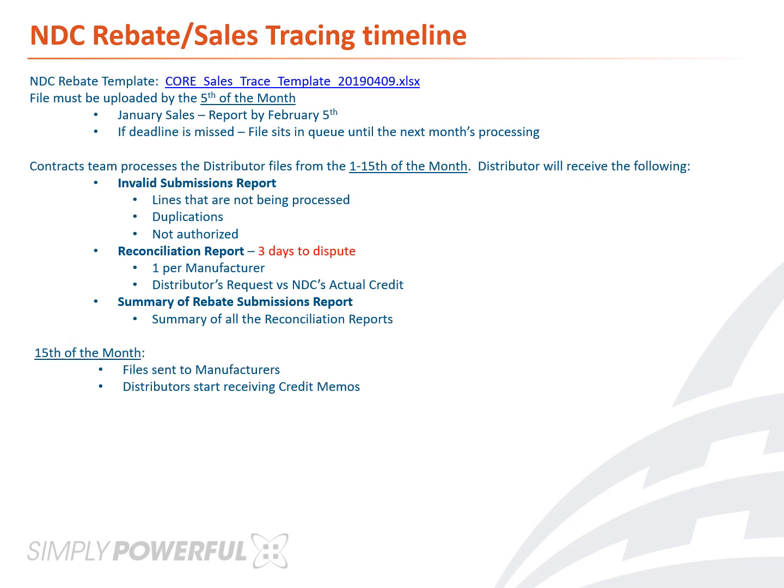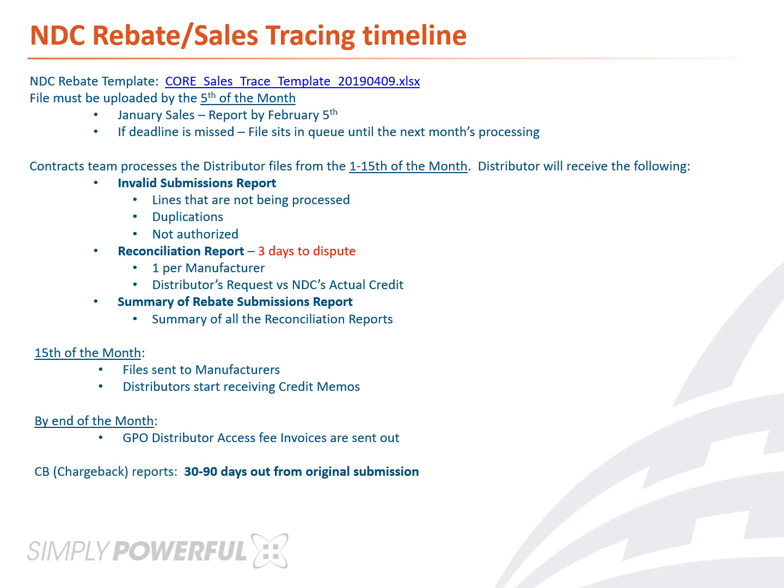By the 15th of the month, all sales tracings and rebate requests are sent to each manufacturer. The distributor will also start receiving their credit memos for all of their rebate requests. By the end of the month, GPO admin fees are calculated and invoices are sent out.